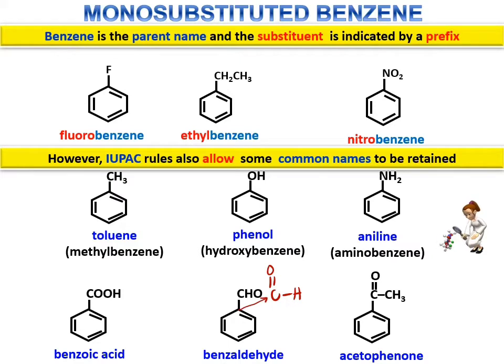Okay, and then we have acetophenone. So kalau yang ini tadi, yang ini tadi kita ada aldehyde. So yang hujung tadi ni kita ada ketone. Alright, so I want you to memorize all these 6 common names, because these common names will be your parent name.